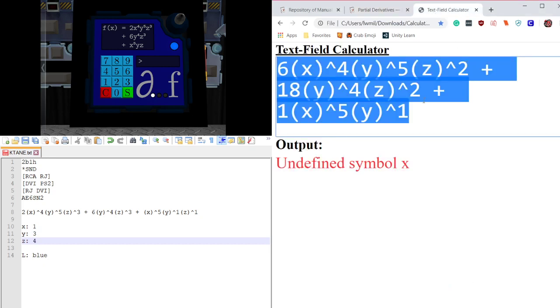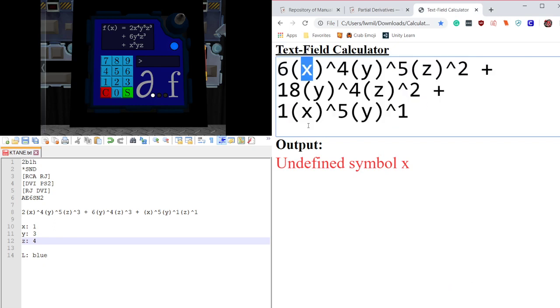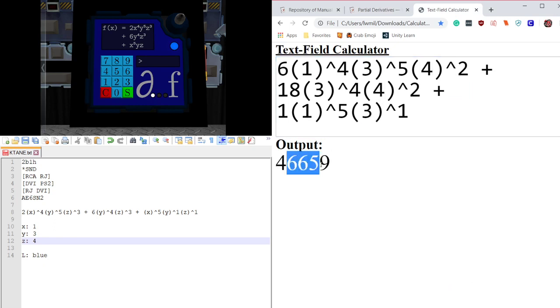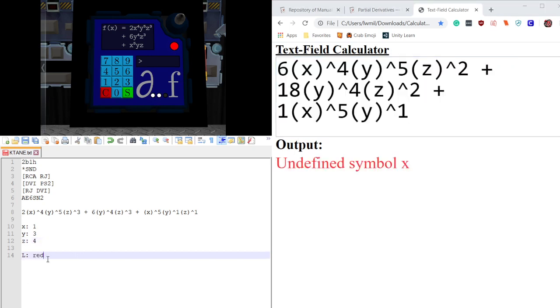So we're going to plug these into their equation. X is 1, Y is 3, and Z is 4. We're submitting the last 4 digits of this answer, 6659. That is correct. Stage 2 LED color is red. Delete these because we're going to get new ones for this stage.